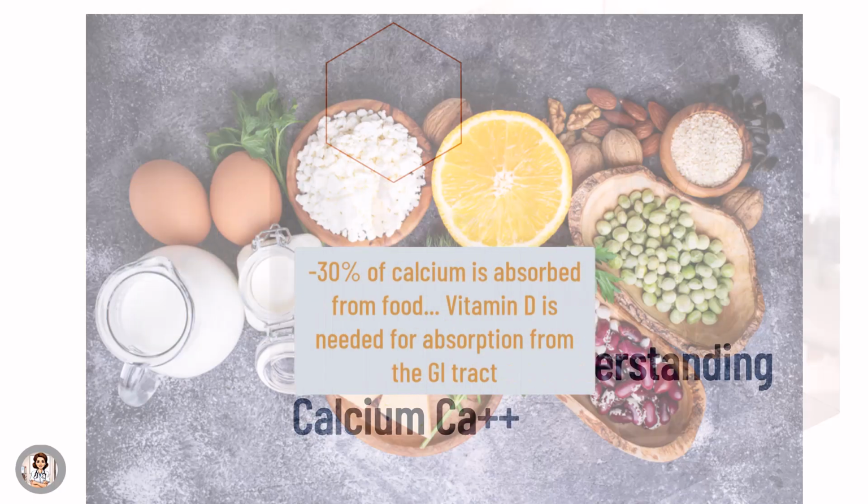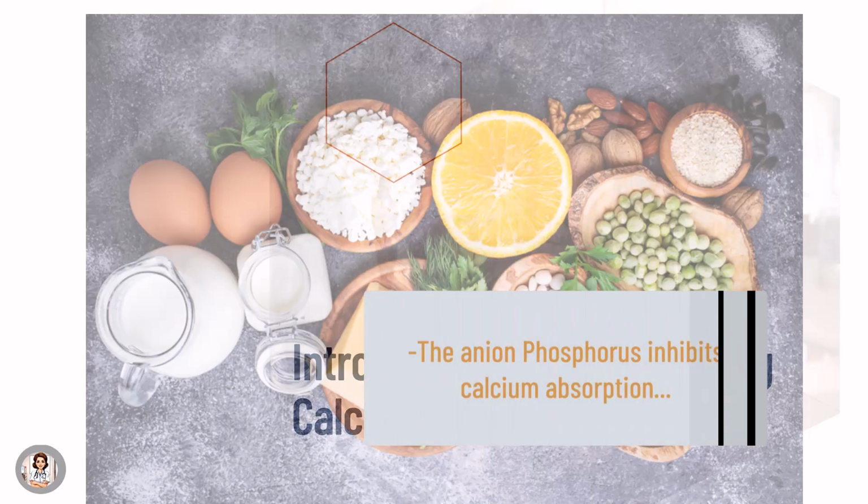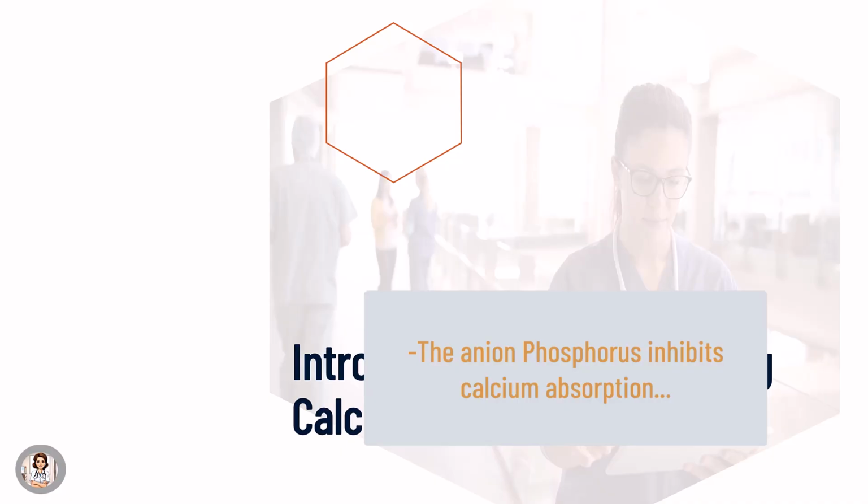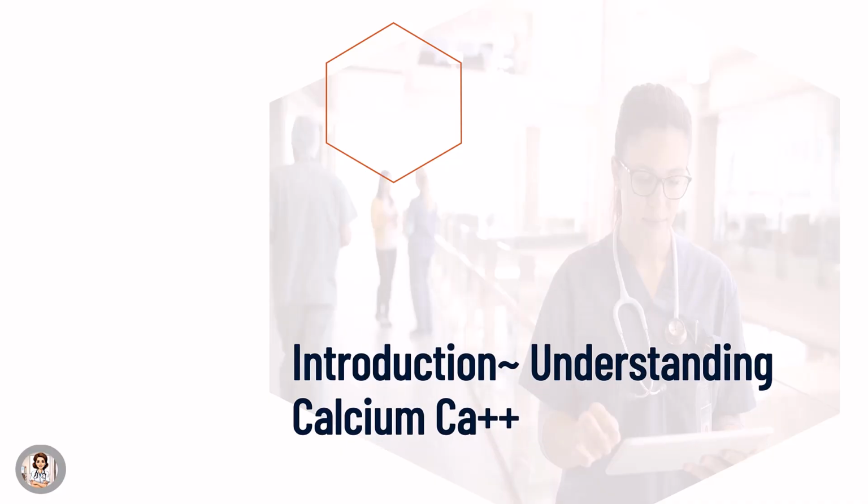30% of calcium is absorbed from food. However, vitamin D is needed for calcium absorption from the GI tract. It's important to know that the ion phosphorus inhibits calcium absorption. Therefore, the actions of these two ions on the body have an opposite physiologic effect. Both calcium and phosphorus are stored in the bones and are excreted by the kidneys.